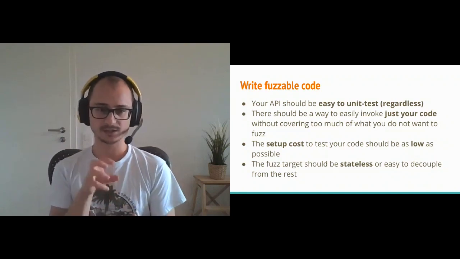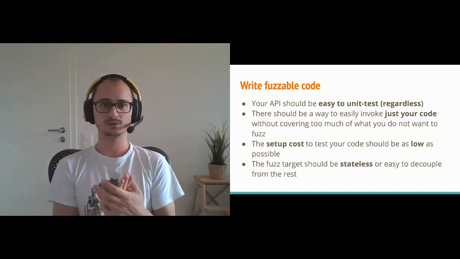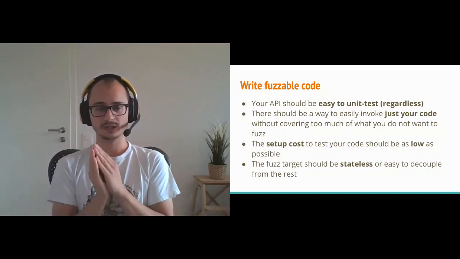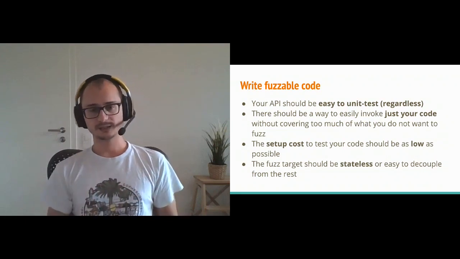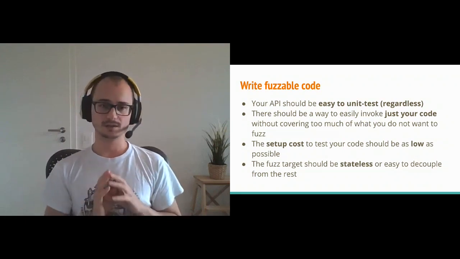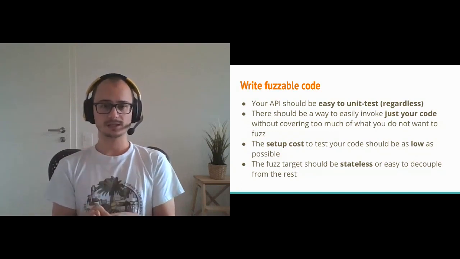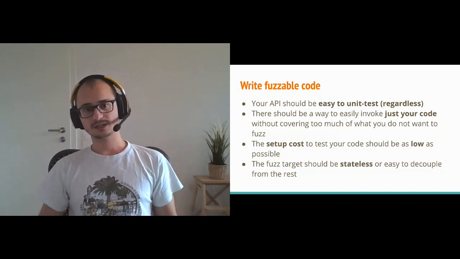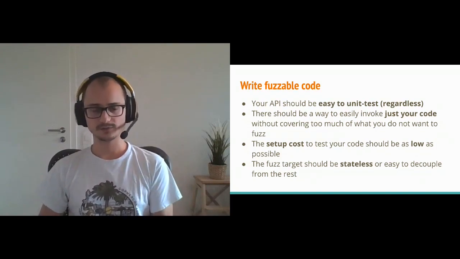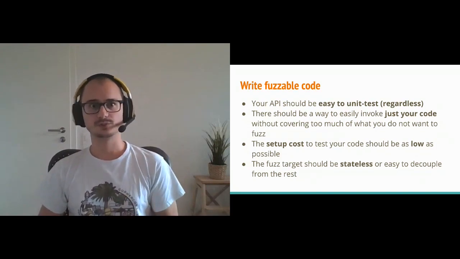Everything that happens inside your code, inside the function that you call, should only depend on the fuzz input. The fuzz function will pass you a byte slice, and everything that happens after that call should depend on that byte slice. Don't add state, don't add randomness. Try to be as simple and as straightforward as possible because it's also easier to debug.